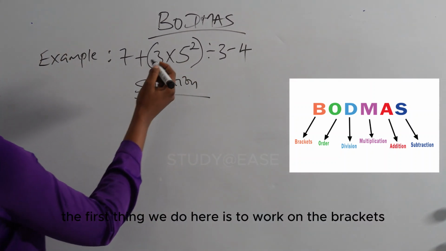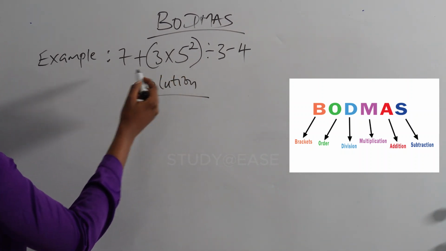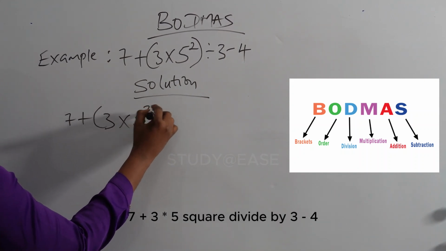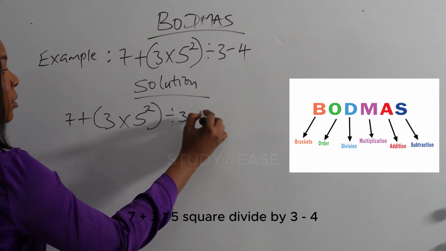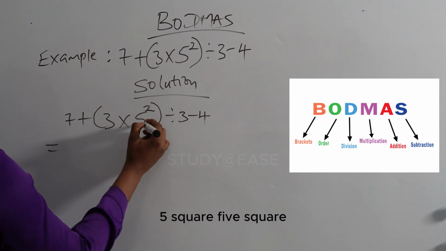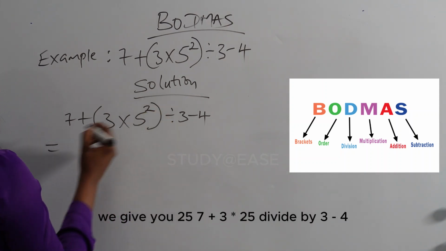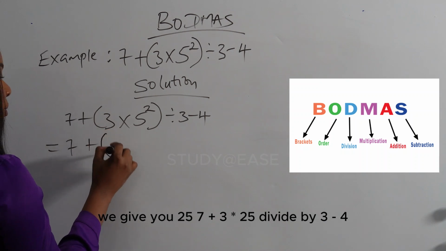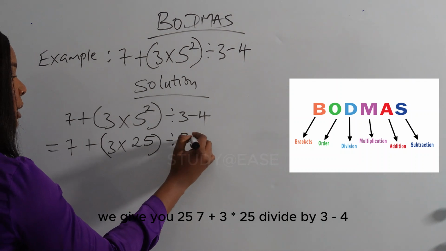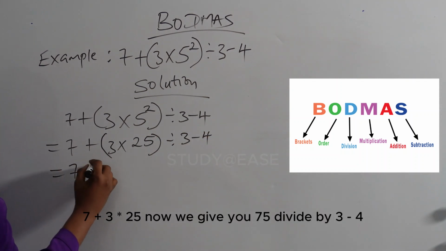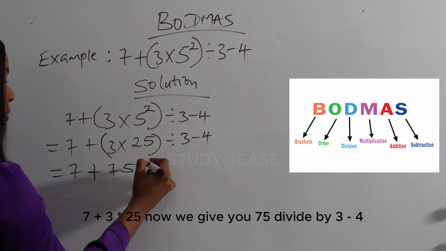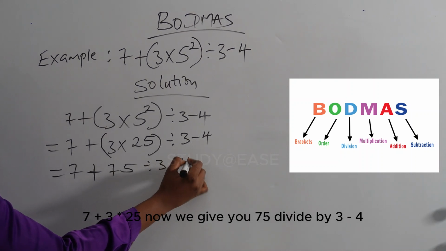So the first thing we do here is to work on the bracket. 7 plus 3 times 5 square divided by 3 minus 4. So working on the brackets, we're having an order here. 5 square will give you 25. 7 plus 3 times 25 divided by 3 minus 4. 7 plus 3 times 25 now will give you 75 divided by 3 minus 4.